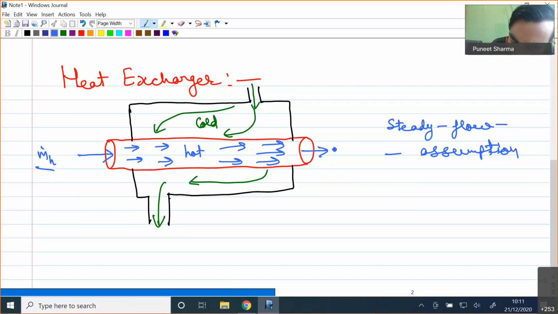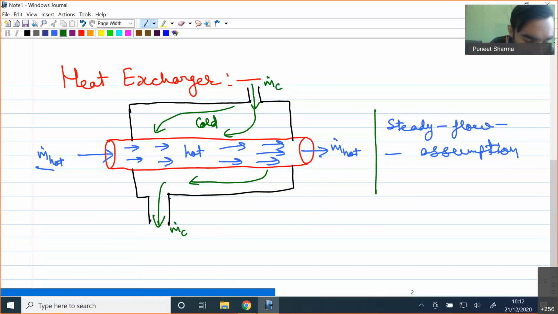On both sides, inlet and outlet, my mass flow rate of the hot medium will be the same. H I am using for enthalpy, so let me write the complete word hot as the subscript. Similarly, once again our assumption of steady flow process is applicable. So the mass flow rate of the cold medium I am writing as m dot c. At the inlet as well as the outlet, it will be the same, because our steady flow assumption is valid, so we will not have any accumulation.